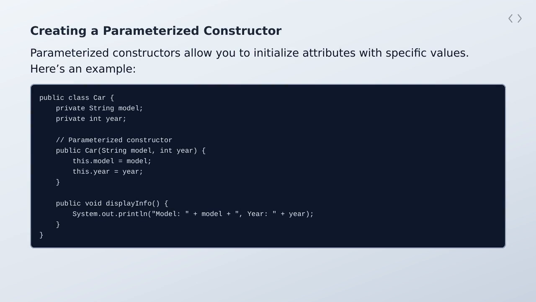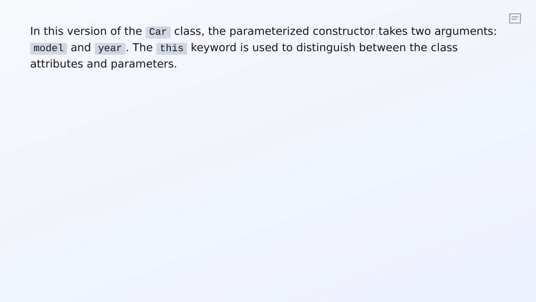This section covers creating a parameterized constructor. Parameterized constructors allow you to initialize attributes with specific values. Here's an example. This slide introduces a class definition. Study the structure in the code sample. In this version of the car class, the parameterized constructor takes two arguments, model and year. The this keyword is used to distinguish between the class attributes and parameters.